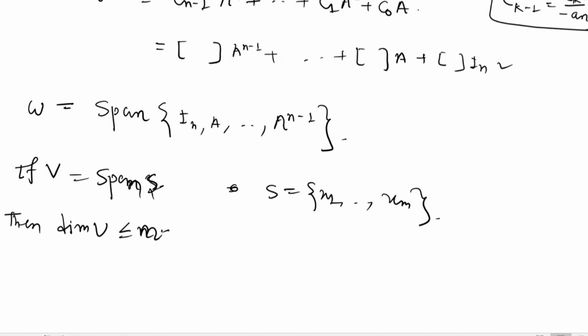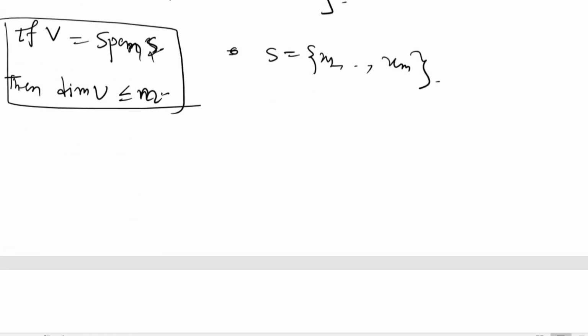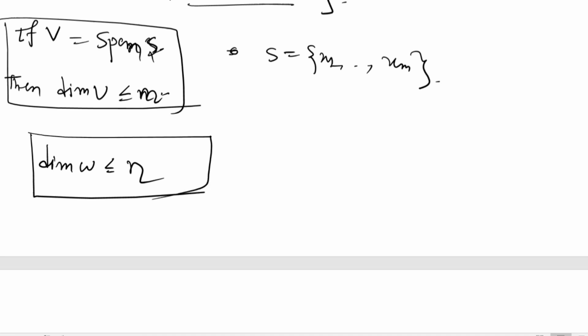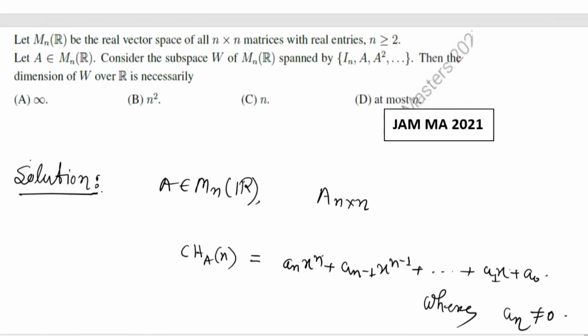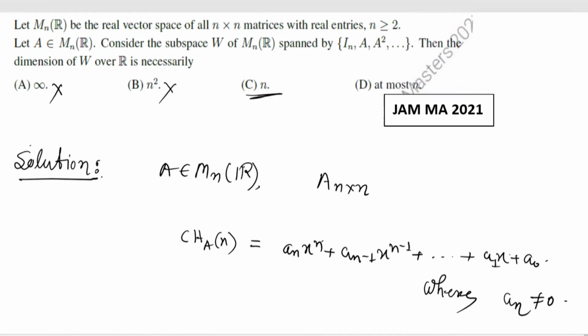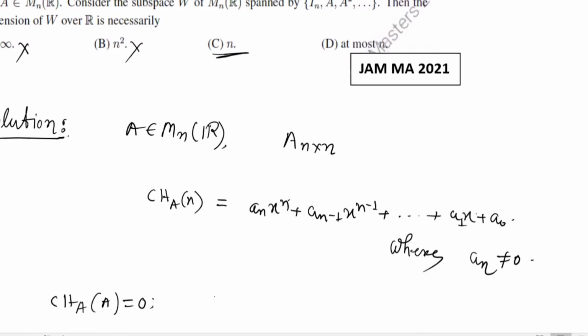So here the dimension of W is less than or equal to n, since the number of elements is n. We already have the dimension of W less than or equal to n. So option A is discarded, also option B is discarded, and now check option C. Option C says that it is exactly n.